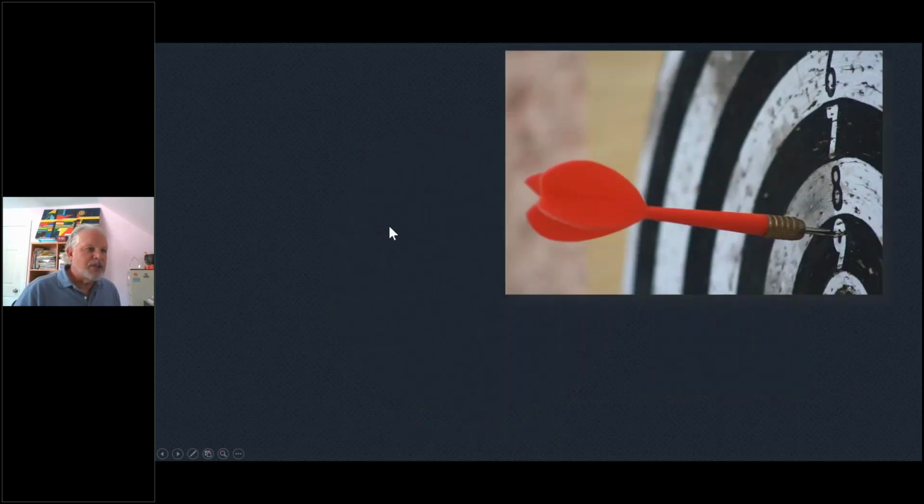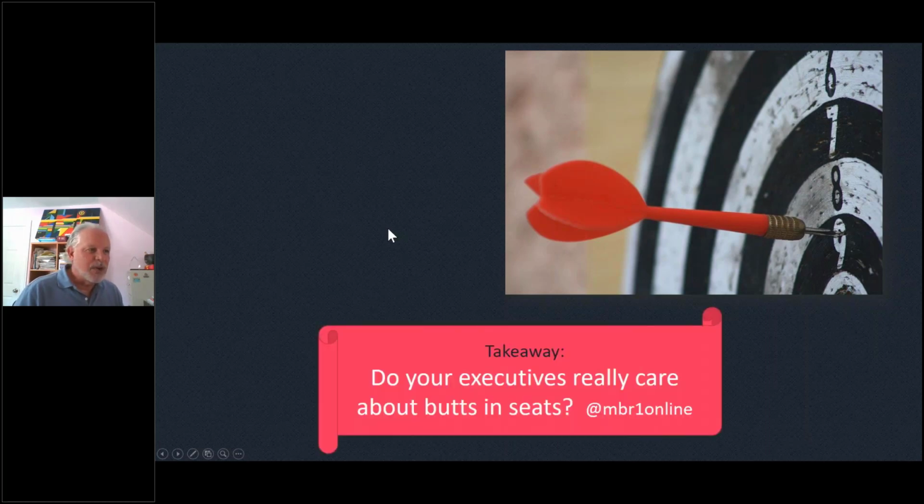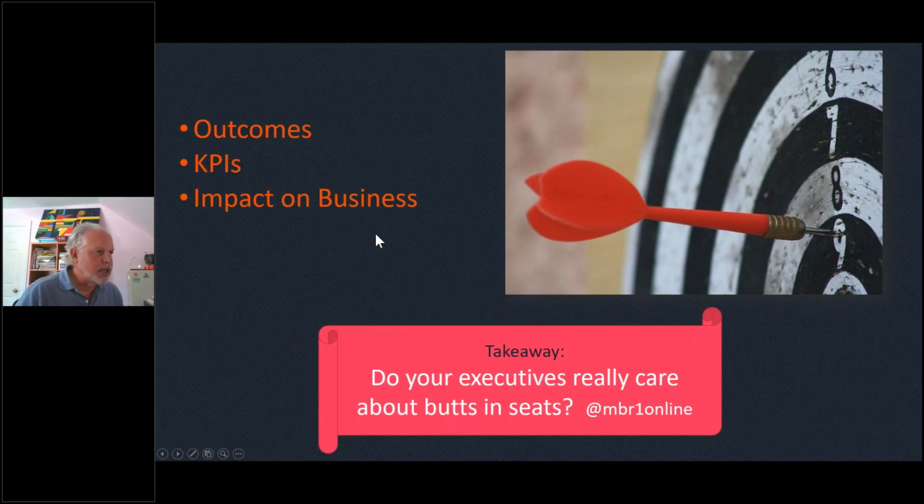The other major thing is obvious in a sense, but it's amazing how much we forget this sometimes: we've got to focus on realistic goals. All right, what do your executives really care about? They care about outcomes, they care about KPIs, actual key performance indicators. What are people doing? What's the impact on the business? That's the kind of stuff we need to focus on.